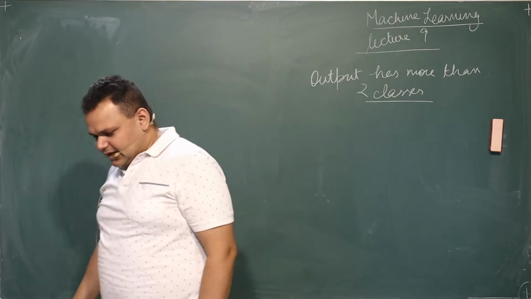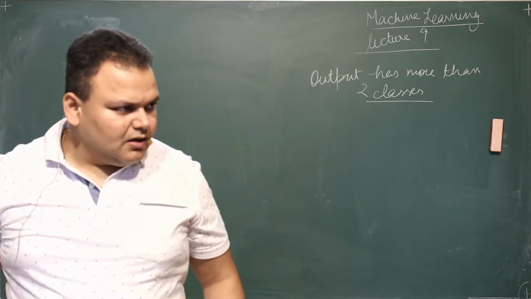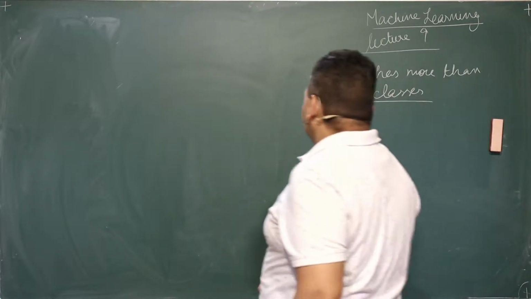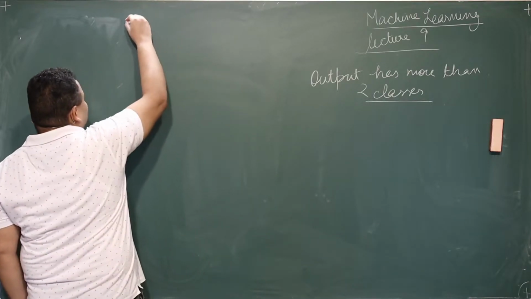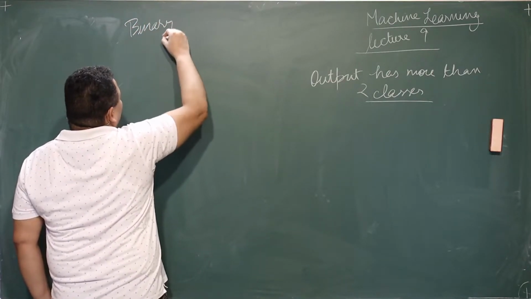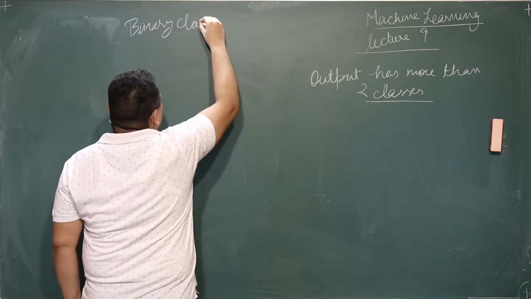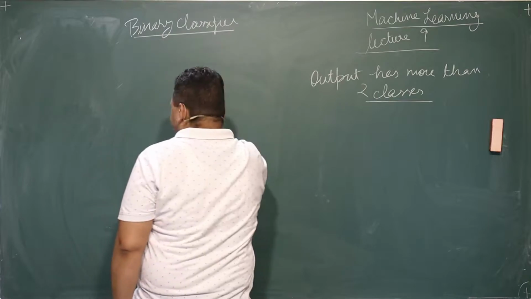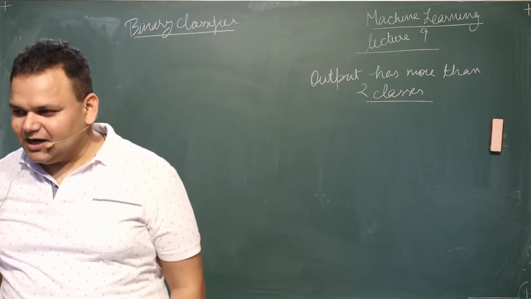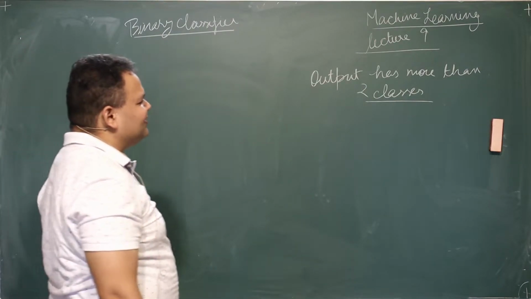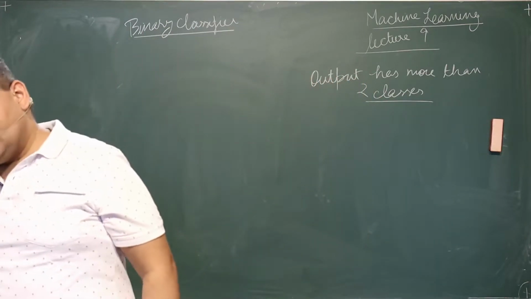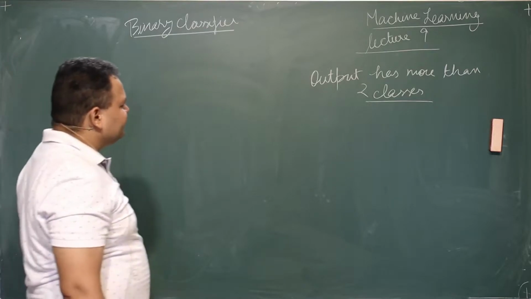So we talked about classification in the previous class. We had talked about logistic regression, and we talked about a binary classifier. What is a binary classifier? In which my output has what? Two classes. So we assigned numeric values zero and one to each of those two classes. So it was quite straightforward.